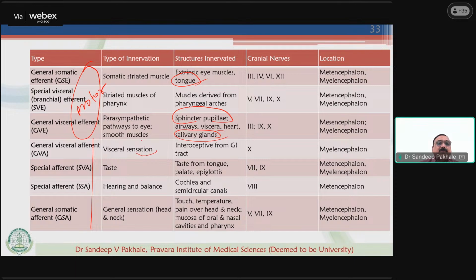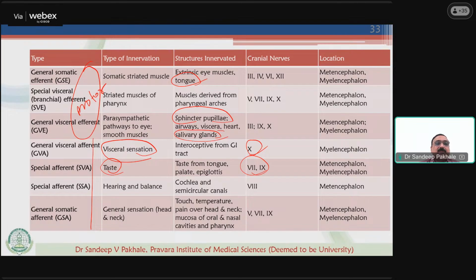They carry the visceral sensations from the GI tract, and the nerve responsible for it is the vagus nerve. The nucleus lies in the myelencephalon. Then lateral to that, there is the special visceral afferent. And this is for the taste sensation from the tongue, palate, and epiglottis. Nerves carrying these tastes are the facial nerve and the glossopharyngeal nerve.